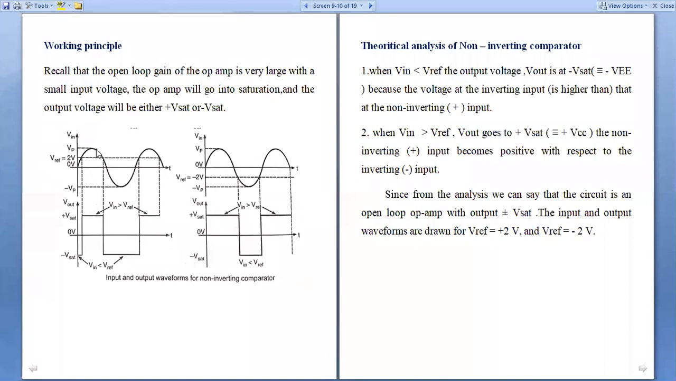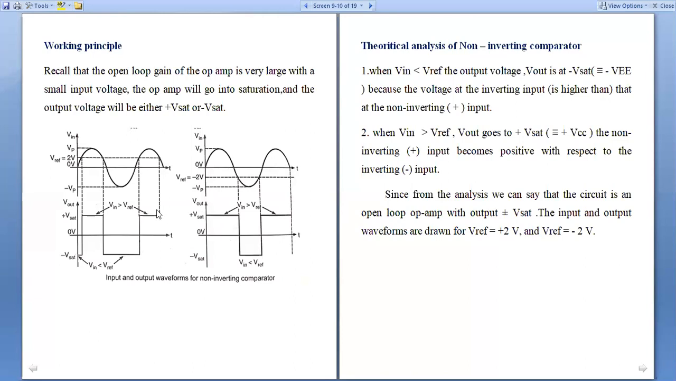Okay, and again it starts dropping, reaching towards the negative peak. That means the input voltage is less than the reference voltage. The reference voltage is plus 2 volts and the input voltage is minus VP. That's why, at the condition of input voltage less than reference voltage, the output voltage is minus V saturation. We can observe a minus V sat, a negative saturation condition.